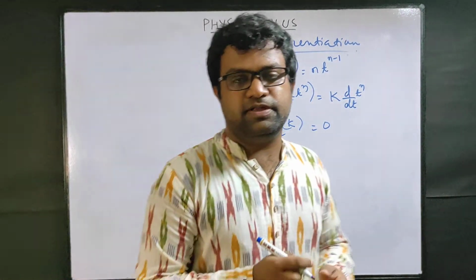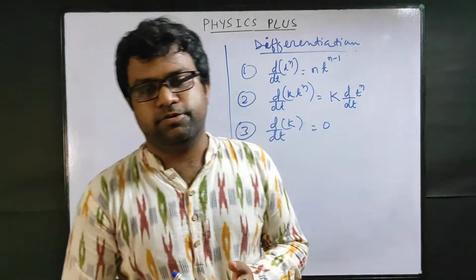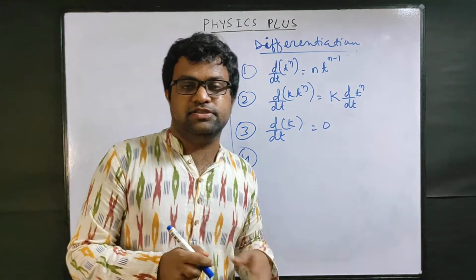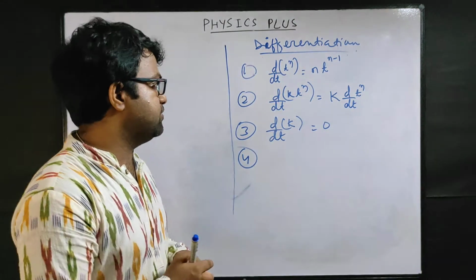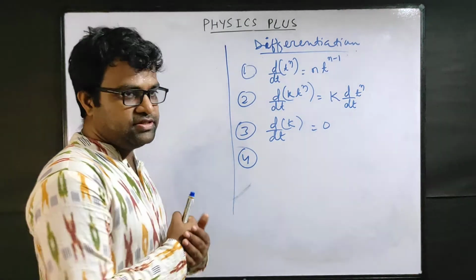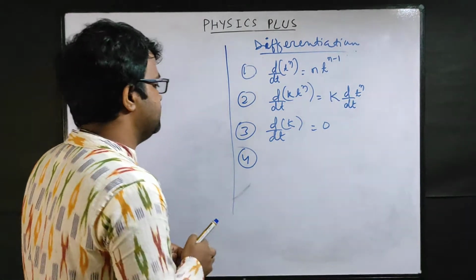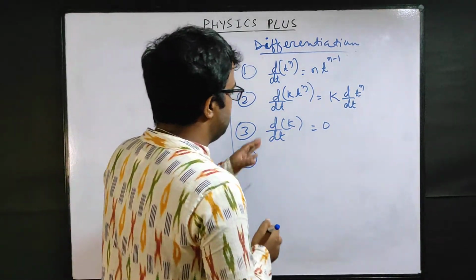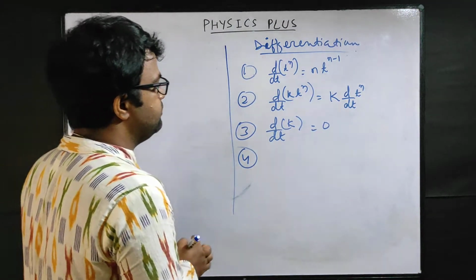Now, how are you getting this formula? The first principle method is there in some videos, if possible it's there in your mathematics. I'll also explain how we can get these results by using the first principle method. Okay. So d by dt of constant is equal to 0.